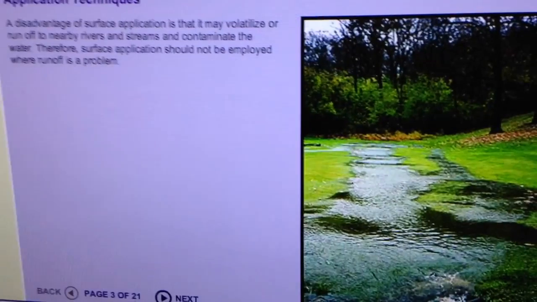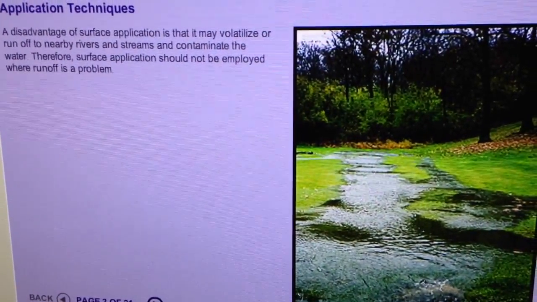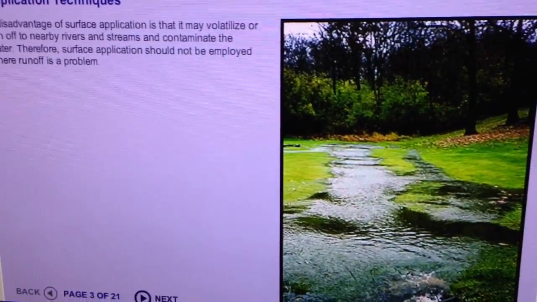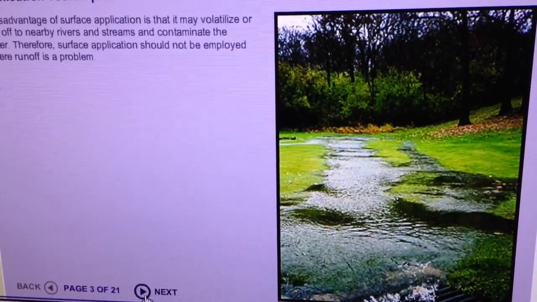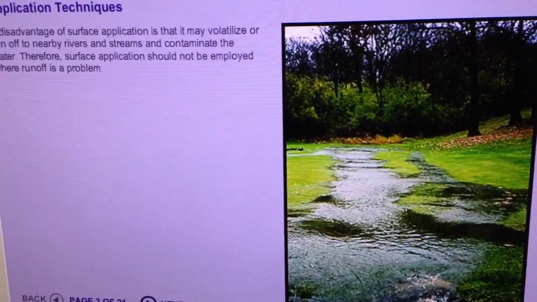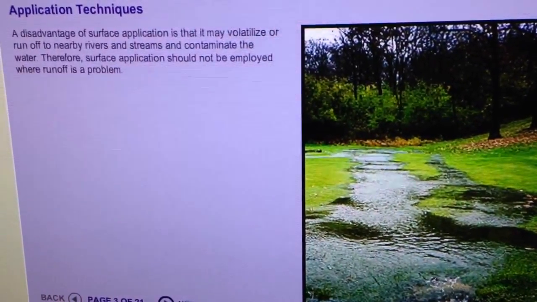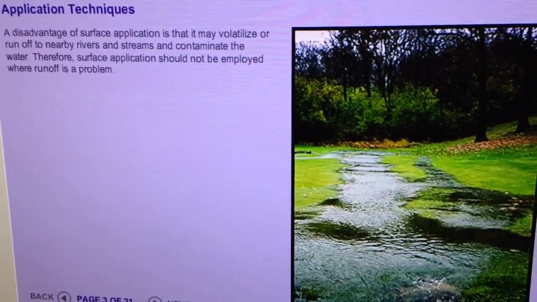A disadvantage of surface application is that it may volatilize or run off to nearby rivers and streams and contaminate the water. Therefore, surface application should not be employed where runoff is a problem.